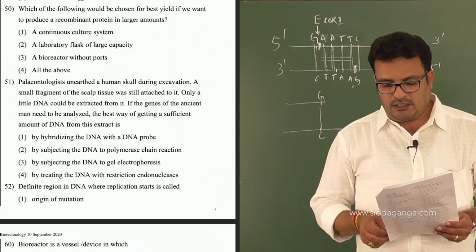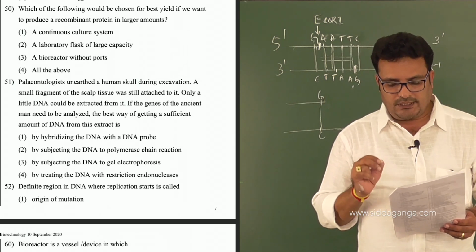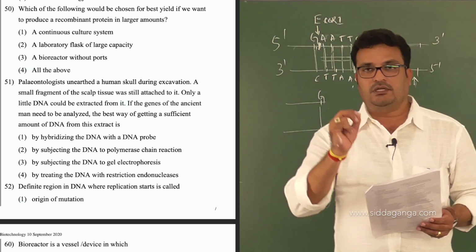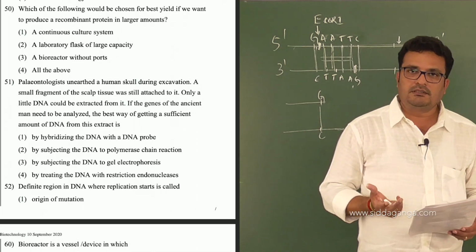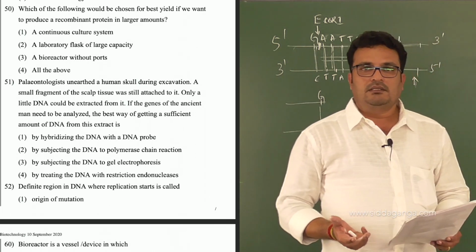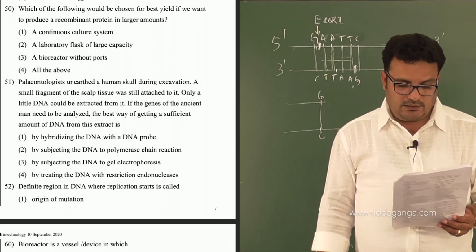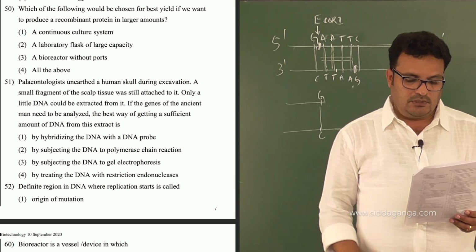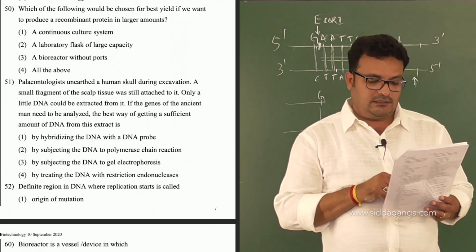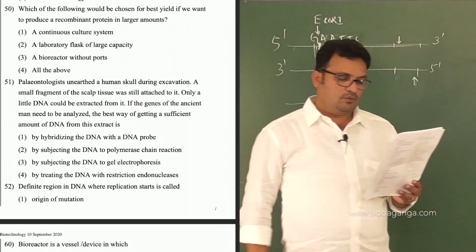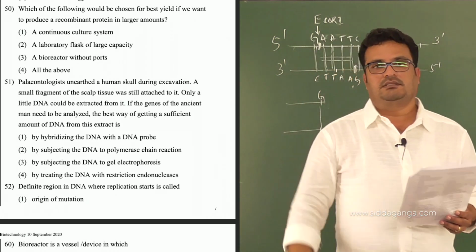Which of the following would be chosen for best yield if we want to produce a recombinant protein in larger amount? I told you bioreactors are very much required. They are the larger vessels. They are needed to obtain the large amount of culture, right? So based on that, a continuous culture system, a laboratory flask of large capacity, a bioreactor without ports, and all of the above are given, right? So based on that, you need to select only continuous culture system.